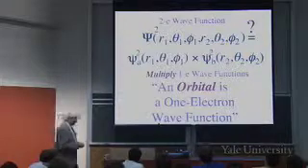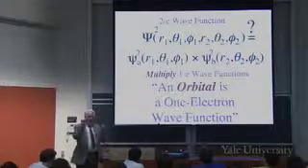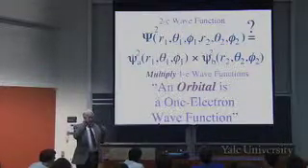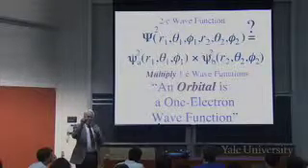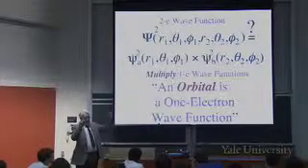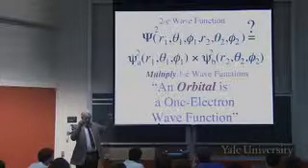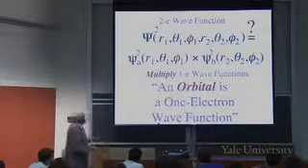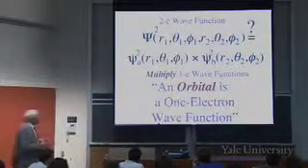Now it would be a different probability. In the first case, it was the probability of electron 1 being here. Now it's the joint probability that electron 1 is here and electron 2 at the same time is here. That's the probability when you have 6 variables. Wouldn't that be great?